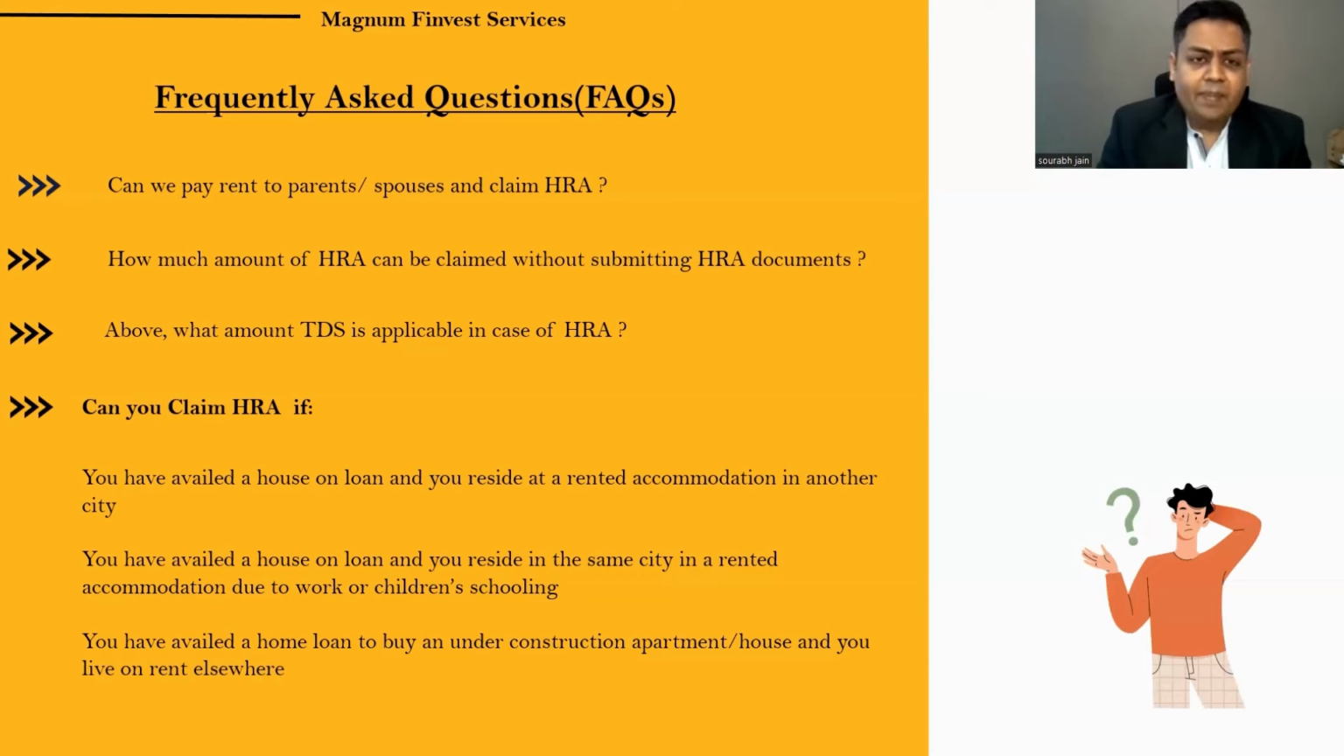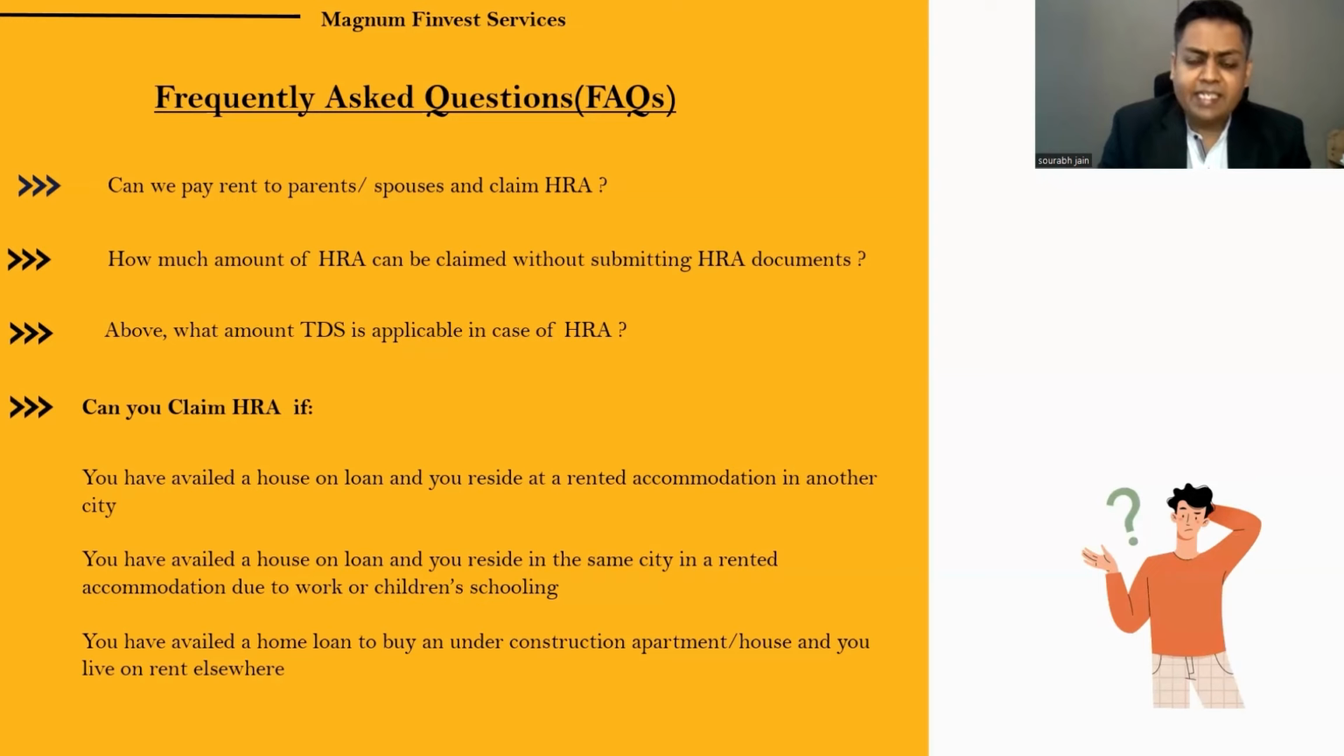Normally, people say that sometimes you are staying in a house where the owner is not sharing his PAN card. So how do you claim that? Up to 1 lakh rupees, if you are claiming HRA, you don't have to furnish any document. Up to 1 lakh, roughly 8,300 per month, is the figure we get.